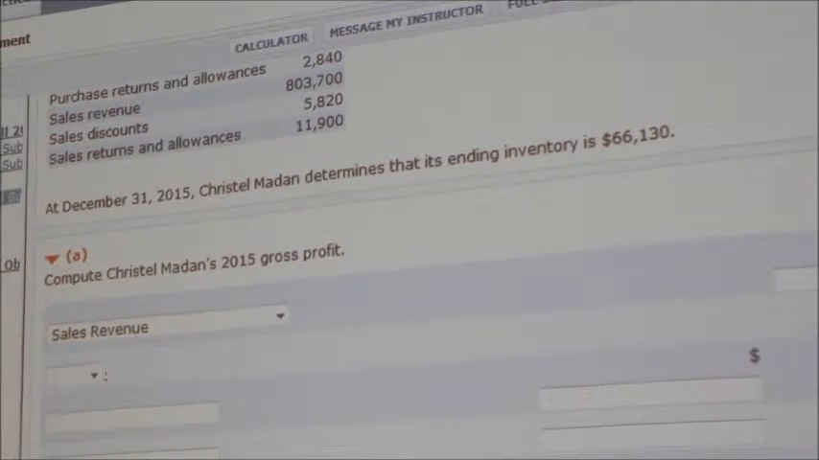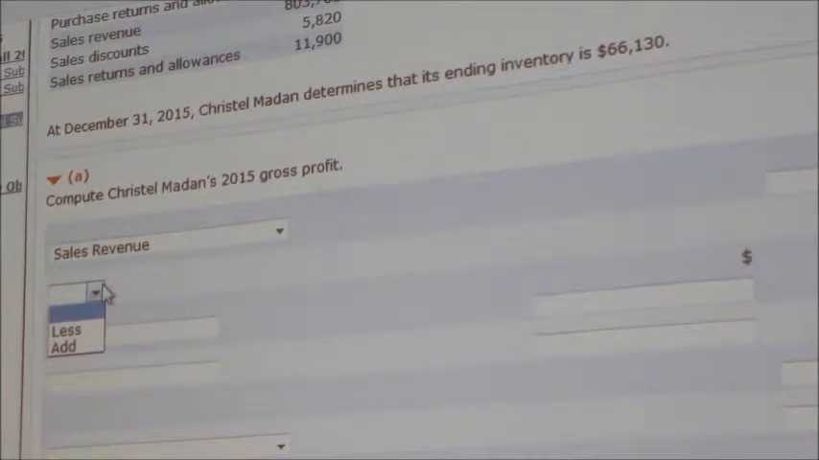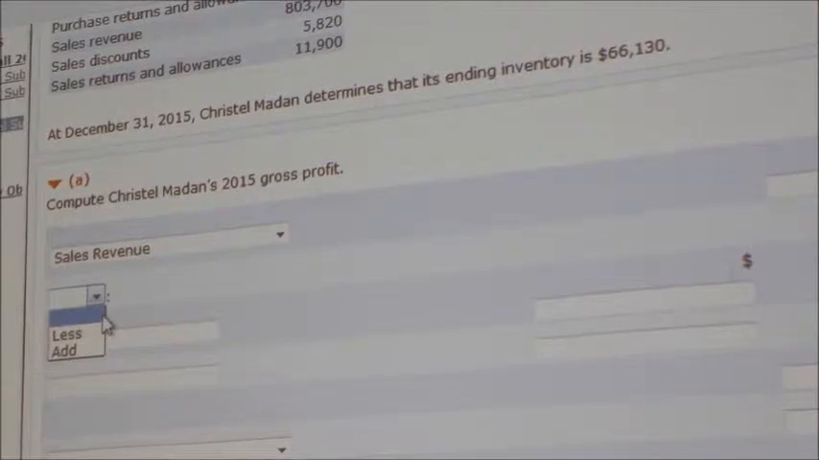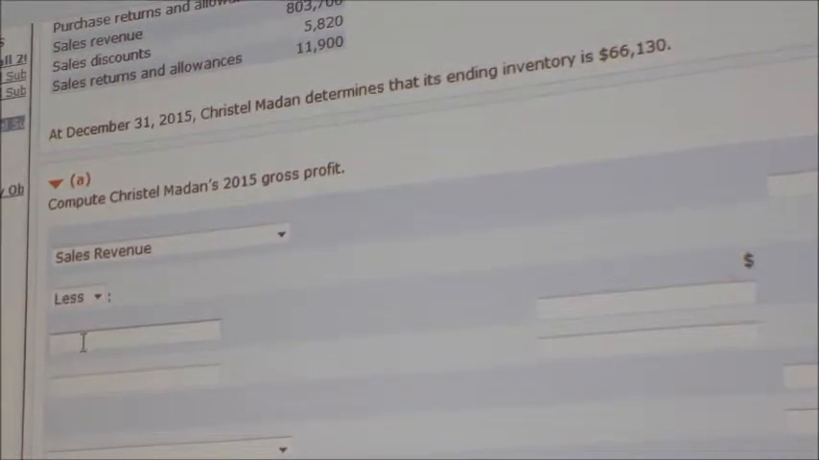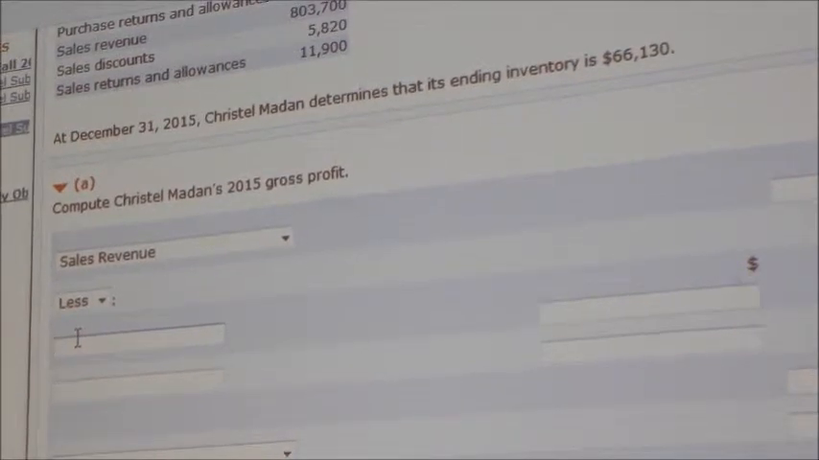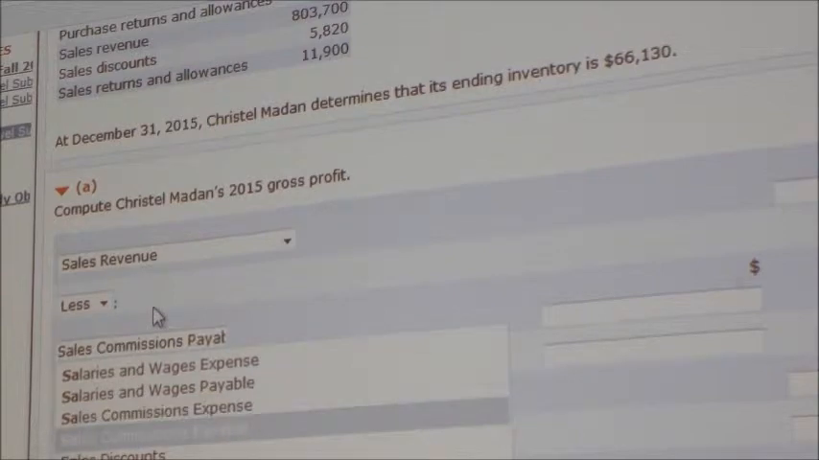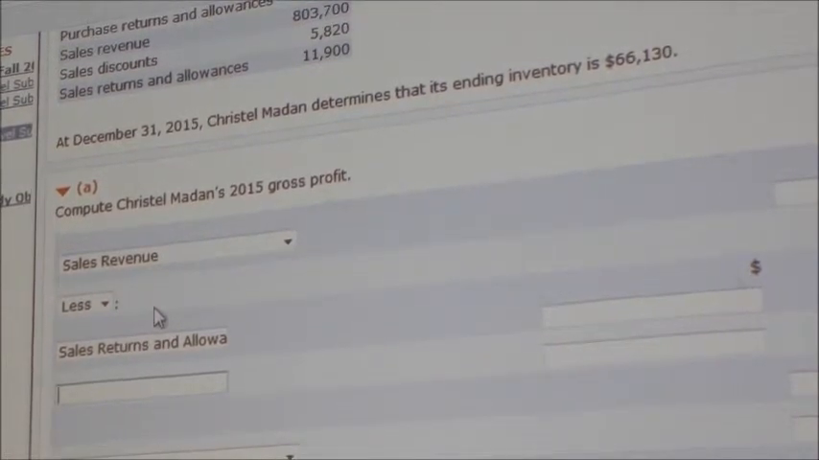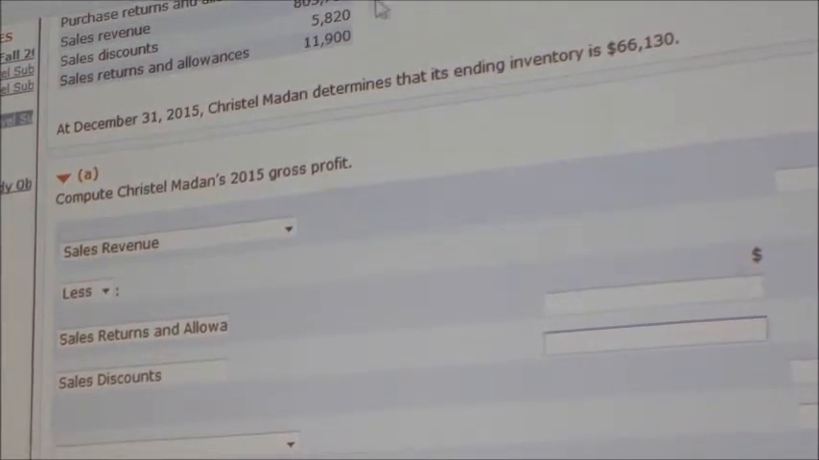What's next on the income statement? Right below the revenue. Add or less what? Less. Good. Returns. Okay. Sales returns. What else? Sales discount. Good. Sales discount. And then they give that stuff to me up here.